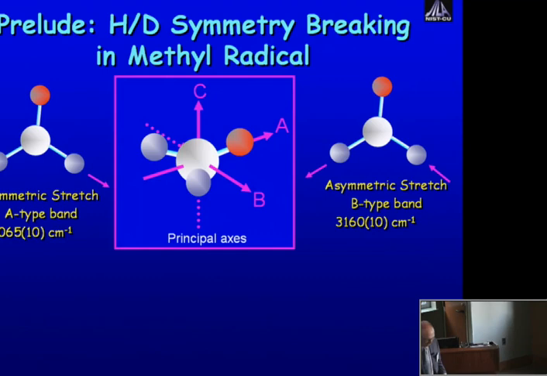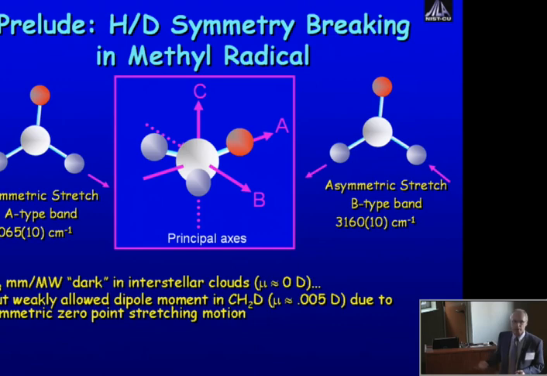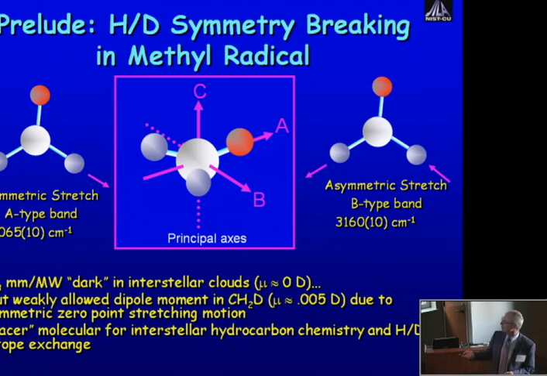Okay, so let me talk about methyl radical, and in particular, what happens when you do isotopic substitution in one of the hydrogens, right? So, what's the key idea? Methyl radical is millimeter microwave dark, for the obvious reasons. It has no dipole moment, but it does have a weakly allowed dipole moment if you have isotopic substitution, due to asymmetry in the zero-point stretching motion. So there's interest in CH2D as a tracer molecule for some hydrocarbon chemistry in the interstellar medium.